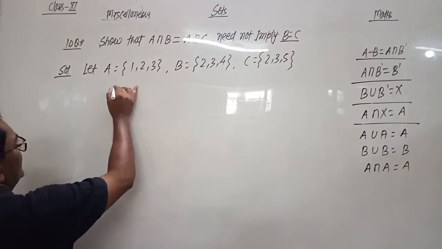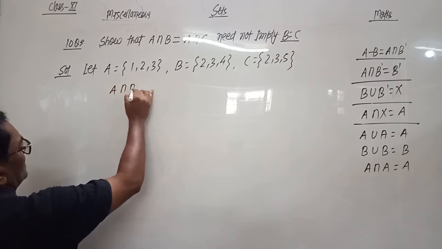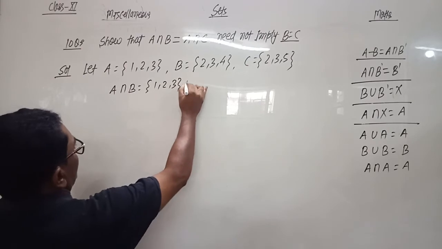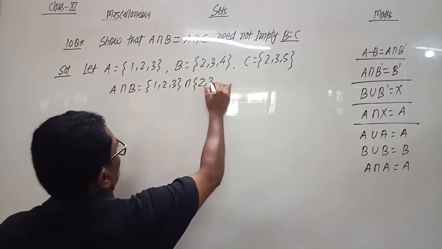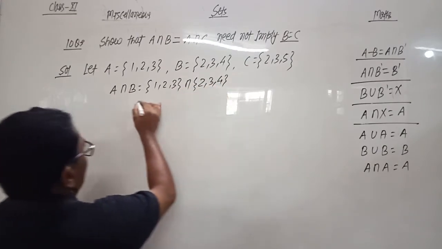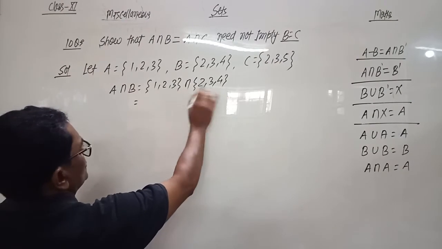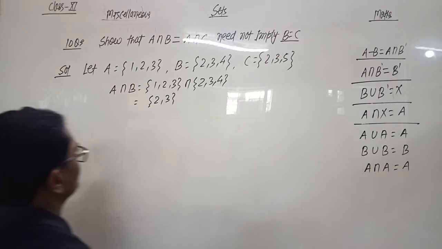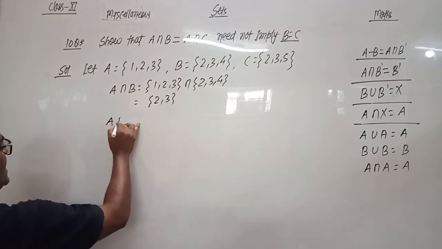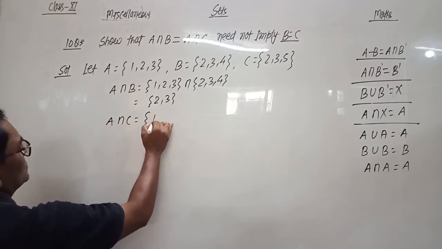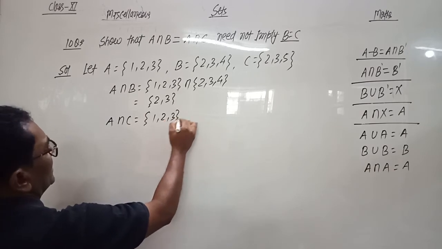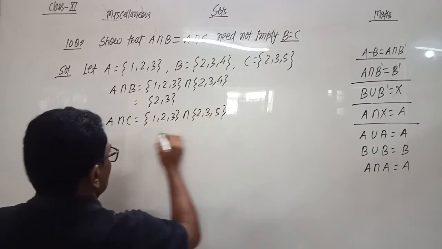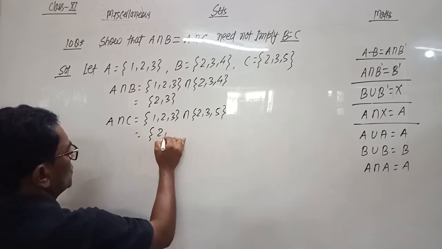Now find A intersection B. So A intersection B is written as 1, 2, 3 intersection 2, 3, 4. And the common elements among them are 2 and 3. 2 and 3 will be A intersection B. Now find A intersection C. So 1, 2, 3 intersection 2, 3, 5. So the result is again 2, 3.